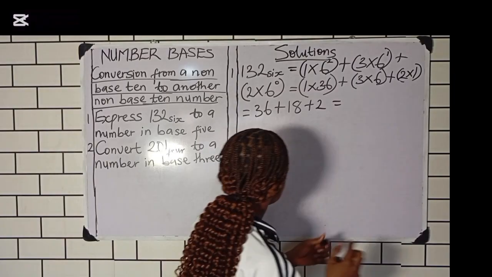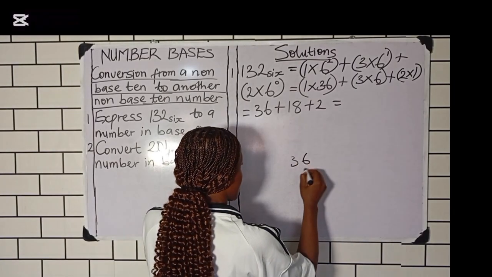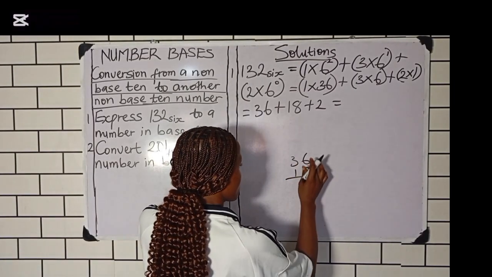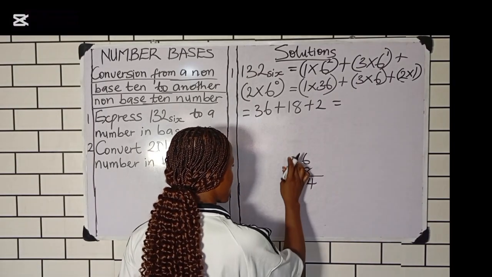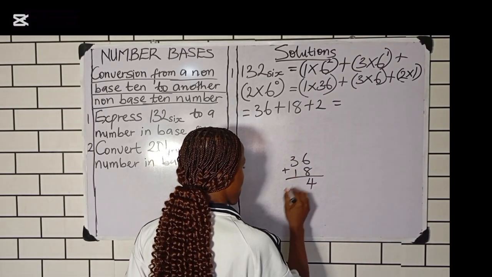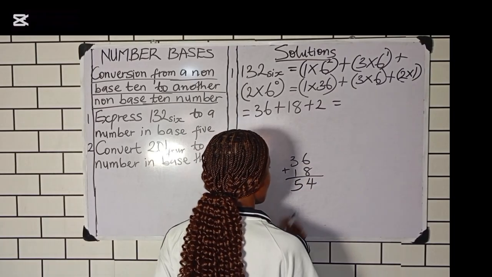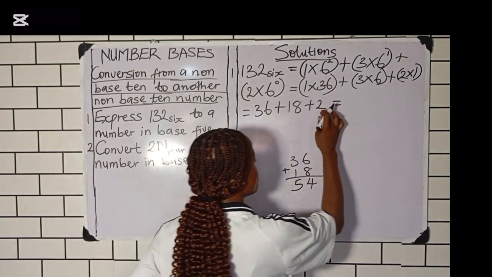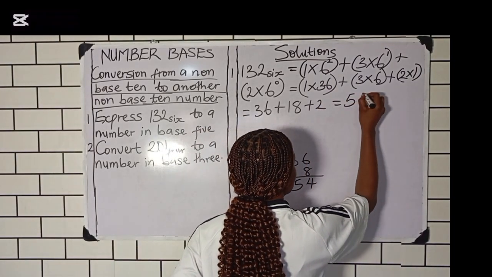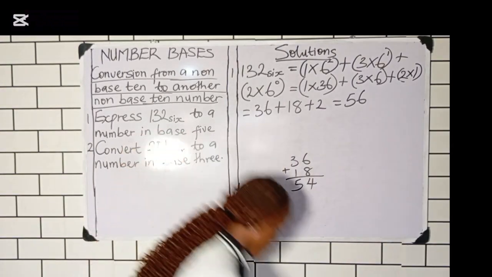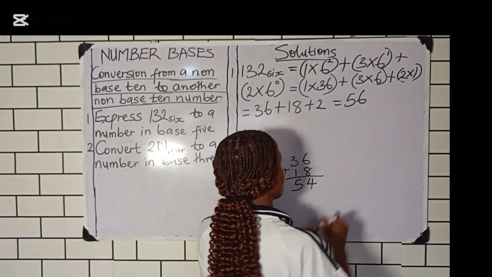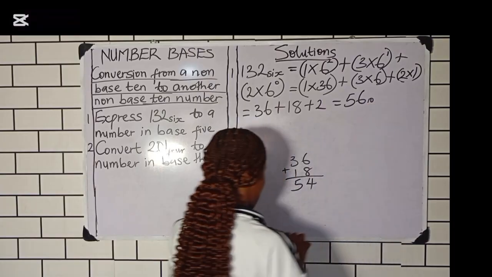You add 36 plus 18. This plus this will give us 14. You write 4, carry 1, add the 1 to this 3, have 4, plus this one here, have 5. You have 54. 54 plus this 2 here will give us 56 in base 10, not base 5. This is in base 10. You have not gotten the final answer.